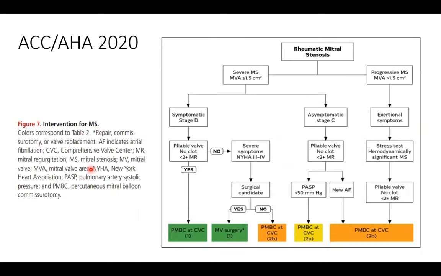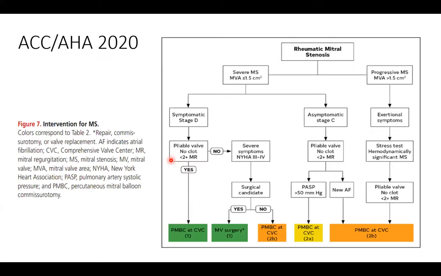Similar here. For the ACC/AHA, they still consider to some extent if you have a valve area more than 1.5. When you look at the slides, some of the class 2A and 2B recommendations fall here. And eventually we would want to do balloon for those that have a favorable valve, no clot, and not more than mild MR, or something like that. There's a way they say it.